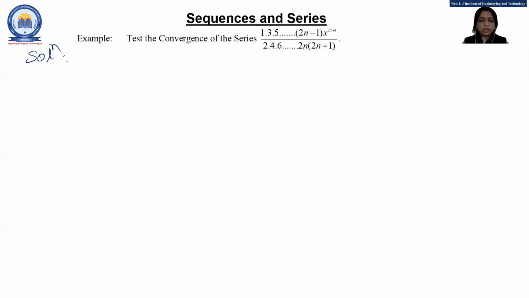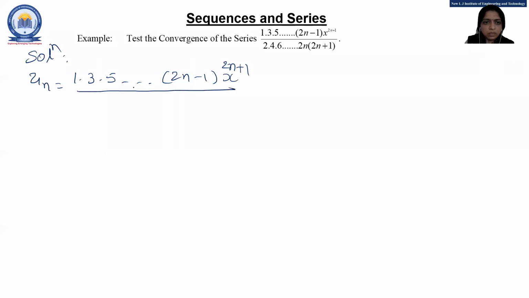So now I am going with ratio test first. Okay, so for the ratio test, my nth term un is 1.3.5 up to 2n minus 1, this is x raised to 2n plus 1 in the denominator, 2.4.6 up to 2n into 2n plus 1, right? This is given.